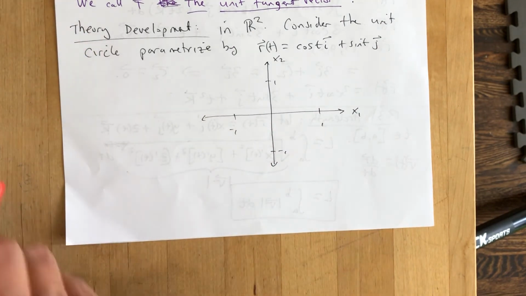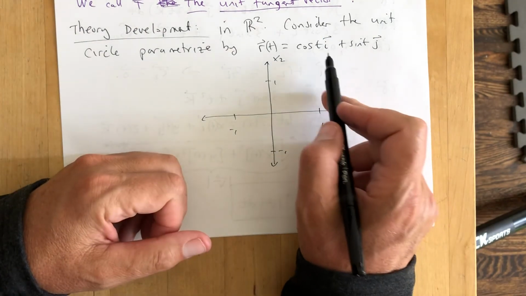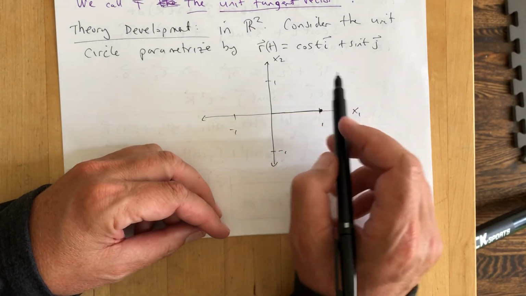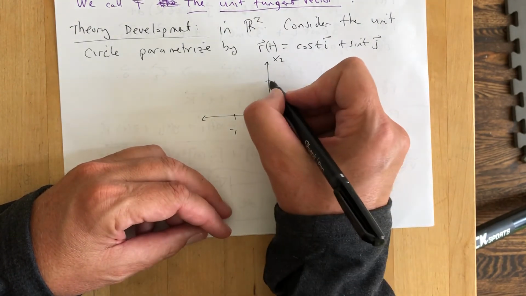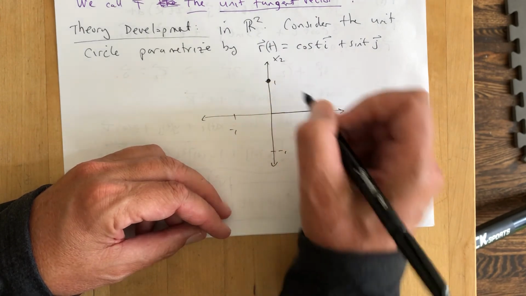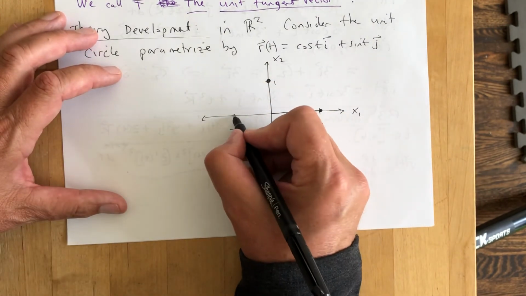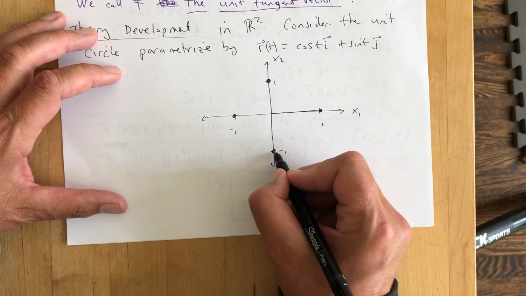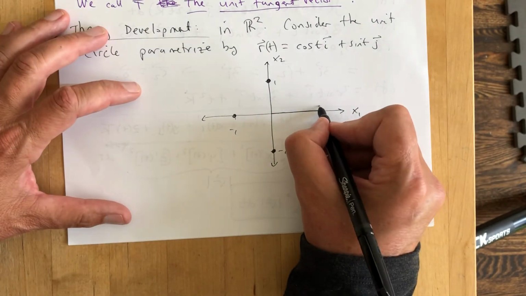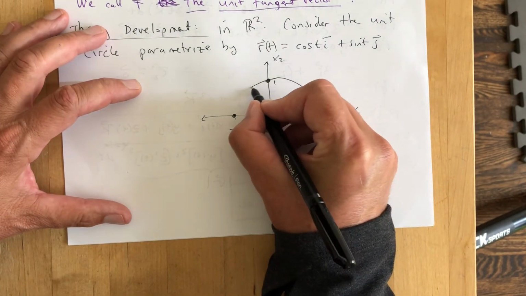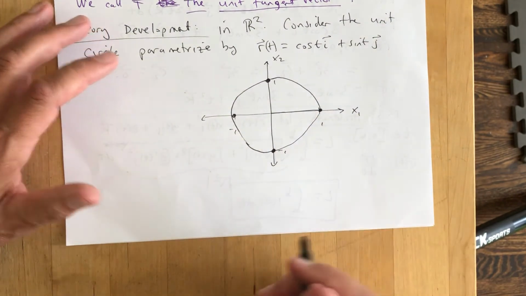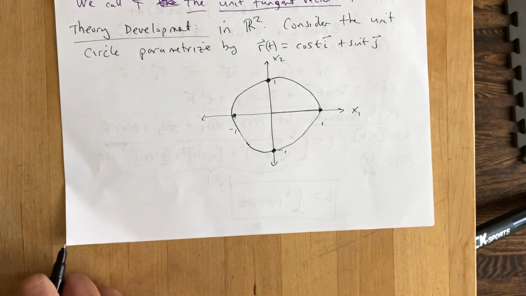Okay, well if t is 0, so when t is 0, I have i. So here's R of 0 right there. When t is pi over 2, I have j. When t is pi, I have minus i. When t is 3 pi over 2, I have minus j. And then I come back around. So here we have our unit circle traversed counterclockwise. Mine's going to look like a football, but there it is. A sloppy ellipse. Okay.